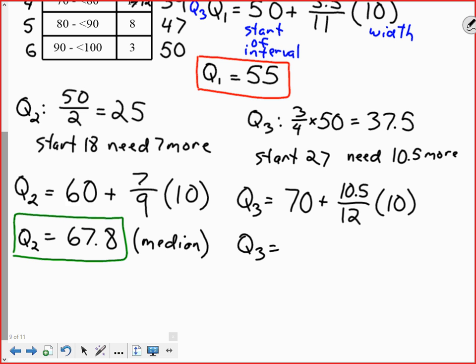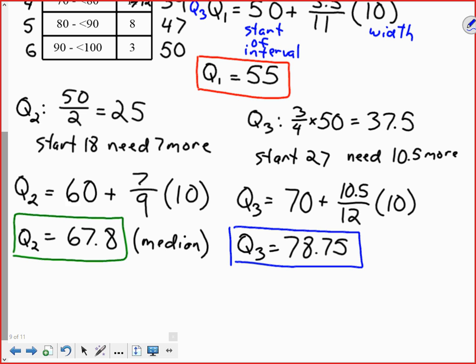oh, I better double check that one on the calculator. Looks like I maybe did something wrong when I was working that out. 10.5 divided by 12 times 10 plus 70, 78.75. That is our value for Q3.